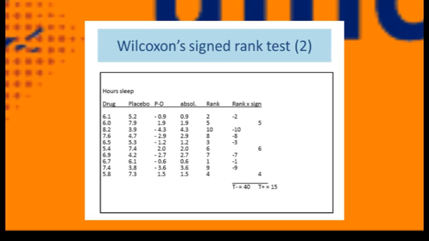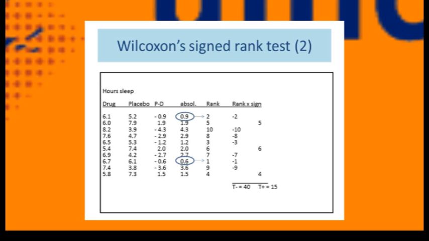If we apply Wilcoxon signed rank test to the sleeping data, we will find this table. The first 3 columns are exactly the same as in the sign test. But now we will rank the absolute differences, so regardless of the signs, which are given in the 4th column. 0.6 is the smallest absolute value, so this observation will get rank number 1.